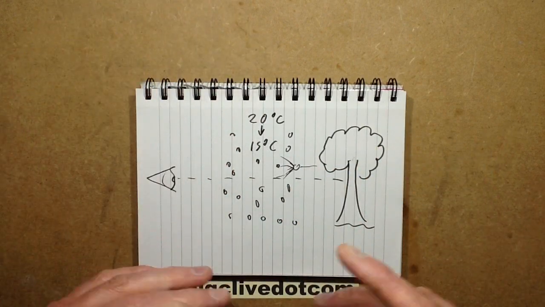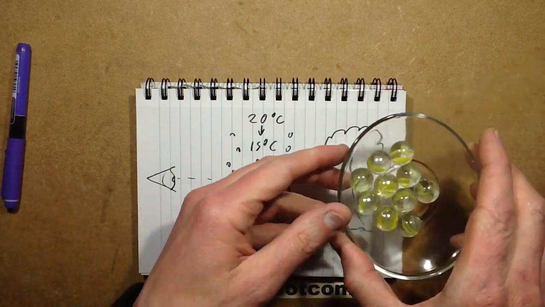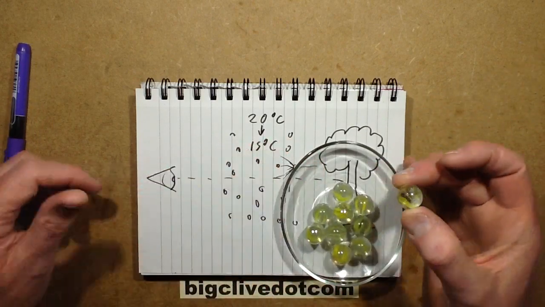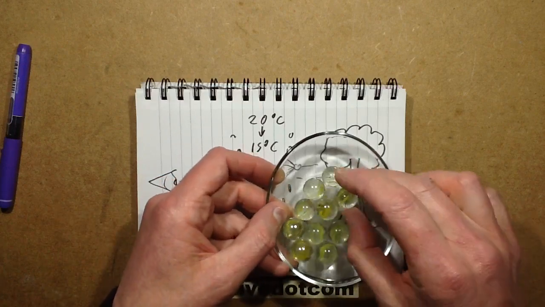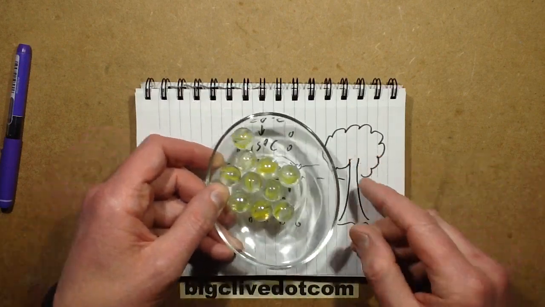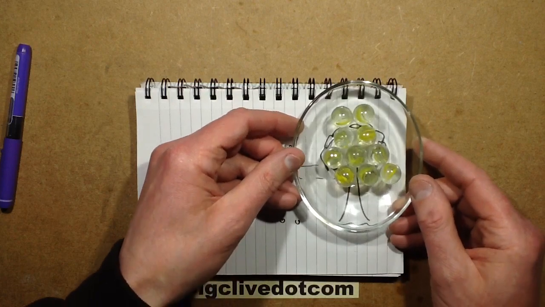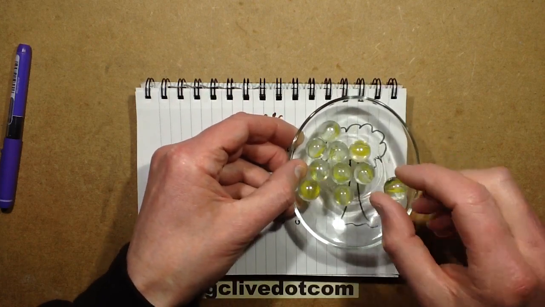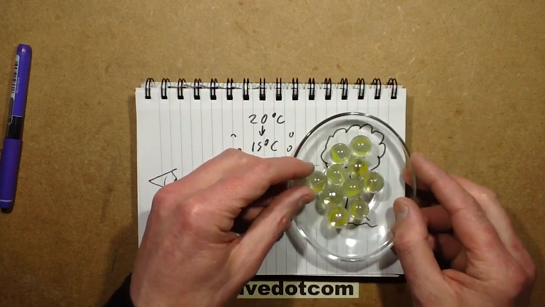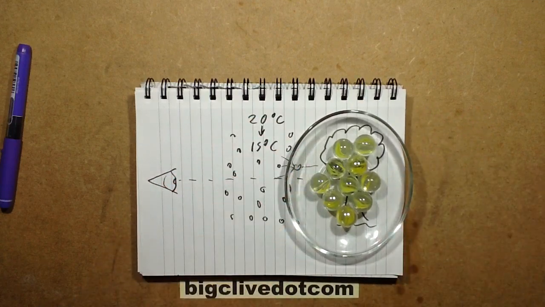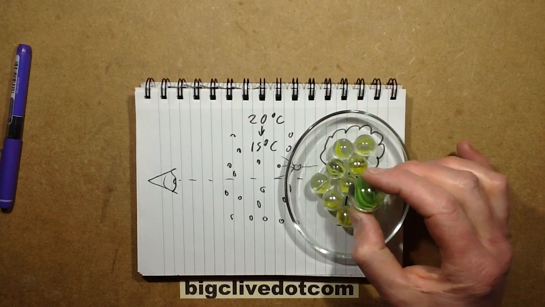The way to emulate this is with marbles. I got the clearest marbles I could, though I couldn't get absolutely clear ones, but here are glass balls representing the little water droplets in the air. There's the tree. You can see the tree. Suddenly the tree is obscured by these little balls because they're acting like lenses and deflecting the light.